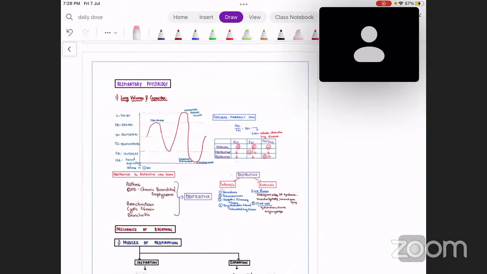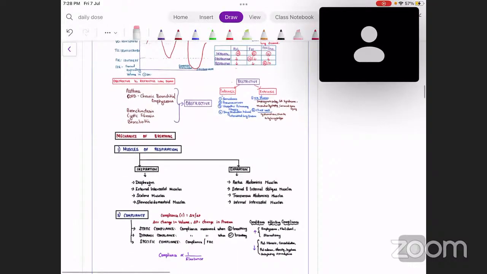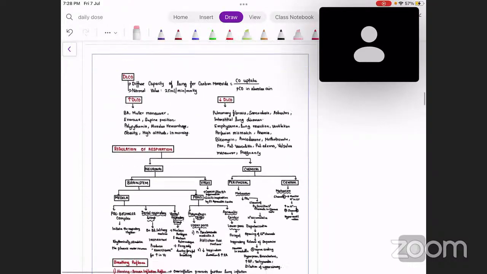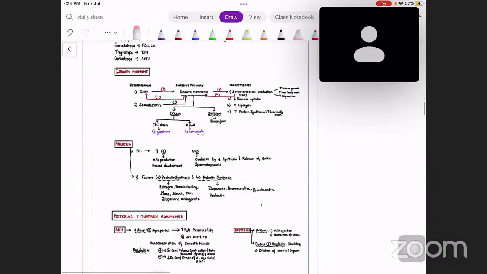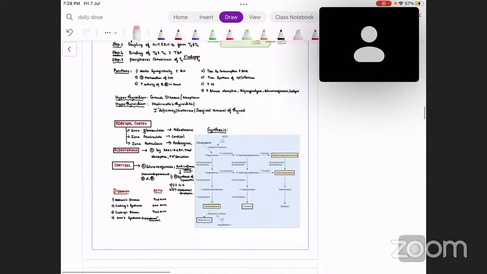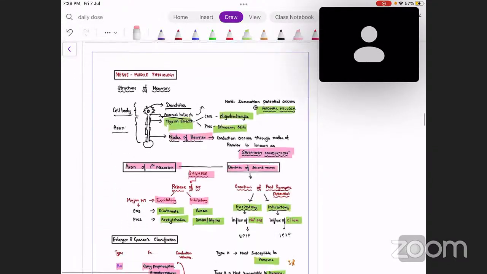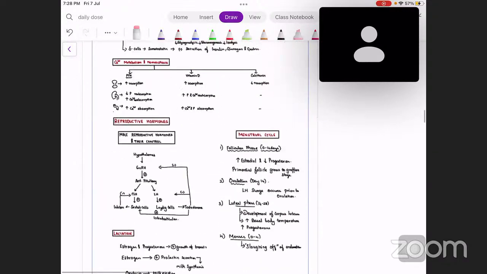And tomorrow we can do biochemistry also. Okay, tomorrow we can do the biochemistry and we can do the respiratory physiology and we can do the endocrine physiology also. A little bit of endocrine physiology. I mean, we do it in a very proper way so that you are able to learn all the things.